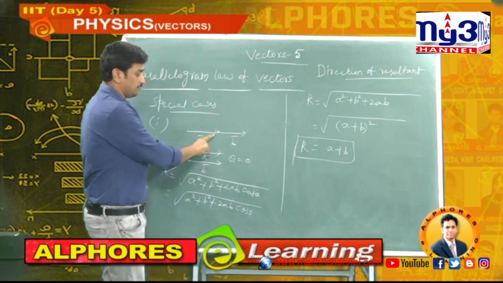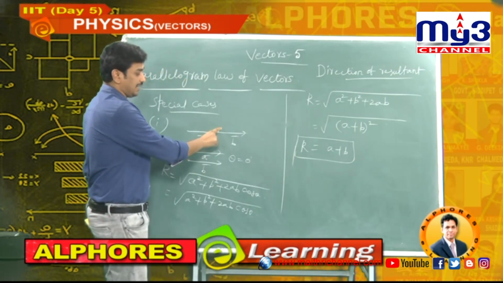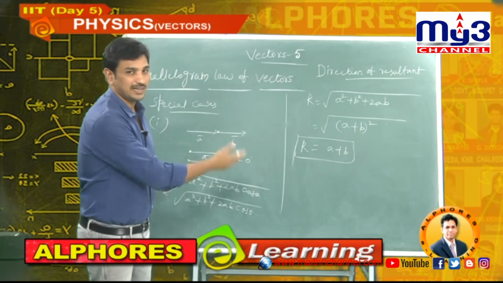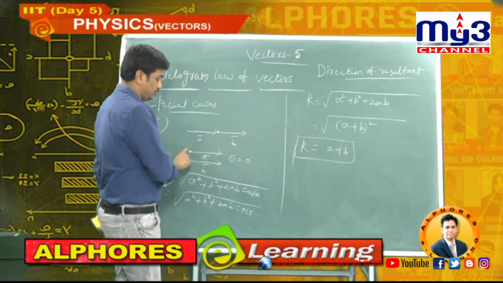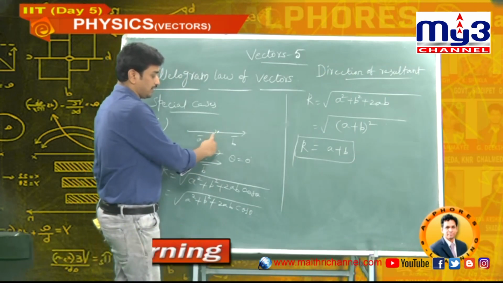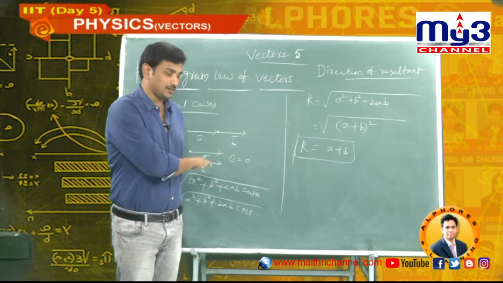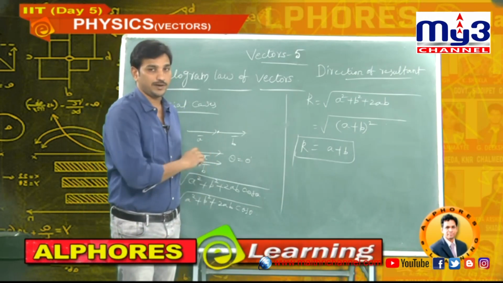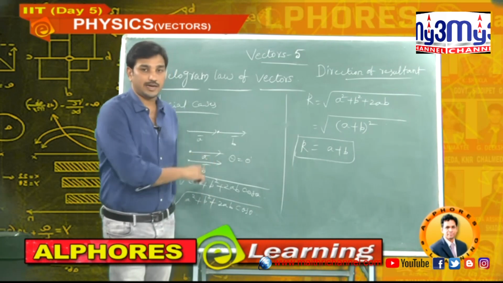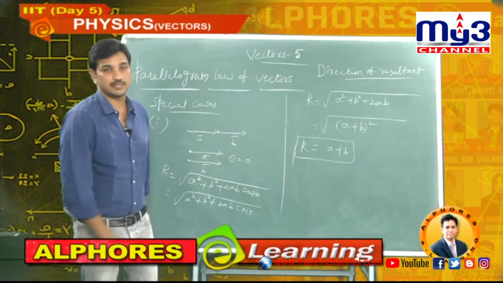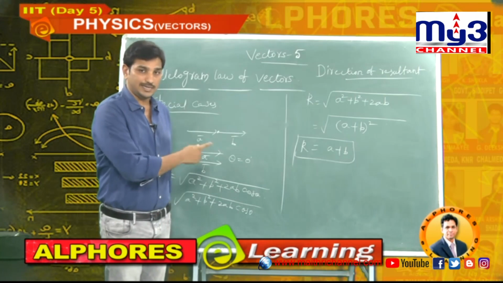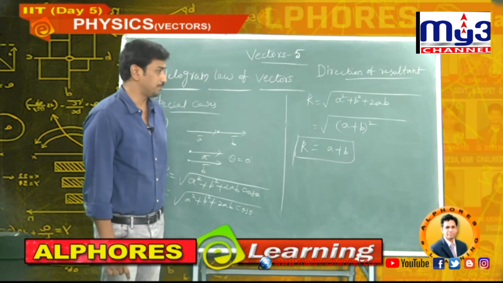So directly head connected to tail, angle 0 or 180, directly we can add them. See, for 0 it is a plus b. If it is 180, it's a minus b. Already, last 2 days back, we have discussed this point. Both are having angle 0, a plus b is the resultant. Angle 180, the resultant is a minus b.